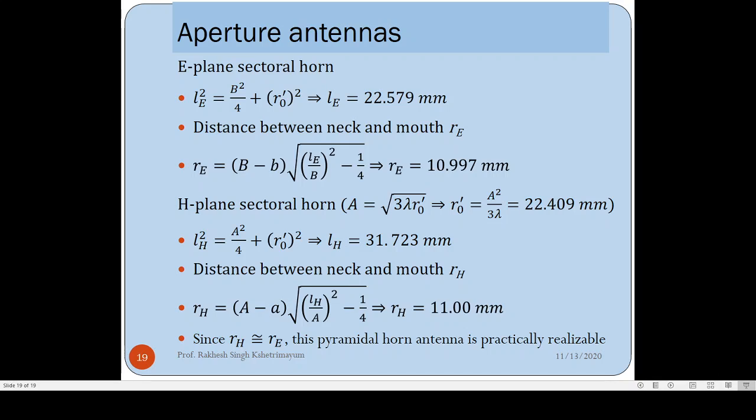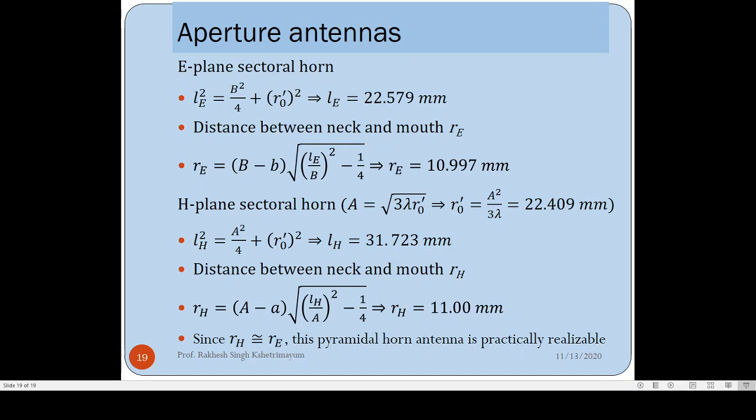That's all for the horn antennas. The next topic of discussion will be on the reflector antennas. The major problem with the horn antenna is that we cannot realize gain of order, let's say, above 30 dBi. Nowadays, for long distance communication, you need to have higher and higher gain for the antennas. So for that, we need to have some new types of antennas which are called reflector antennas.